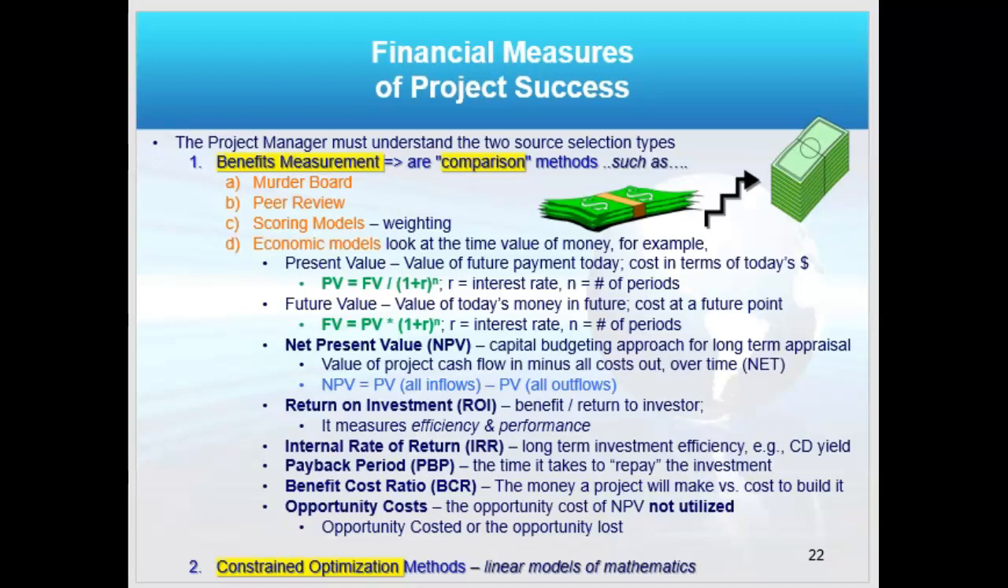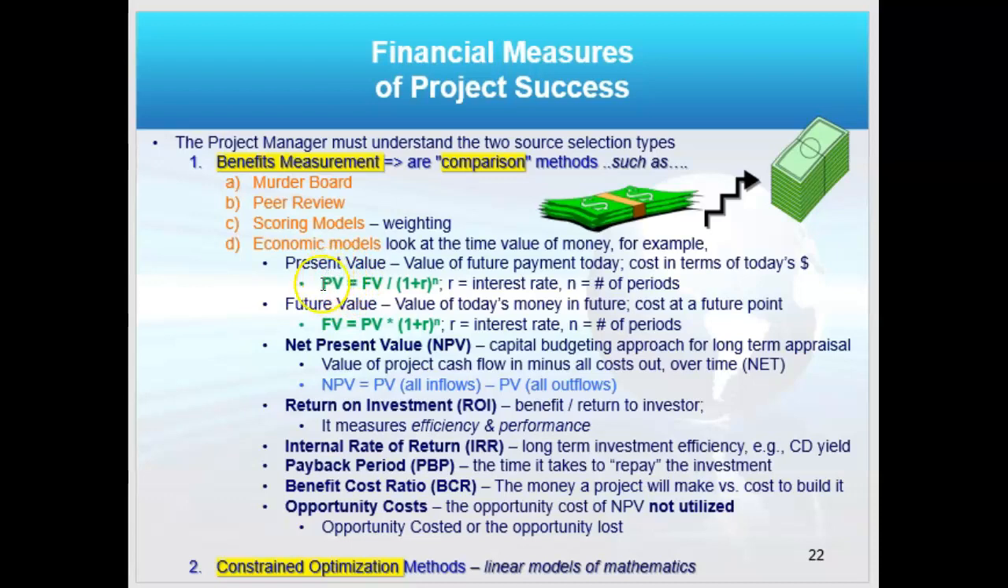Now back to benefits measurement. That can be done in four ways. You can have a murder board where you lay out the paperwork and have people criticize it and chew it up. A peer review where I could, as an accountant, do some documents, pass it to another accountant for a peer review. I could do a scoring model, which can be weighted. I'll show you that in a minute. Or economic models. Economic models largely fall under these bullets: present value, future value, net present value, return on investment, IRR, payback period, benefit cost ratio, or opportunity cost. I've defined them here. We'll go through a few in the next couple of slides.